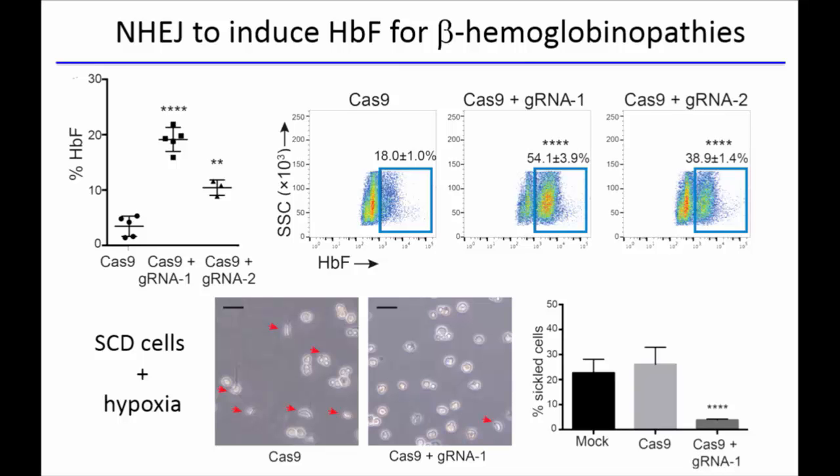And if we do the same thing with sickle cell CD34 cells and differentiate them into reticulocytes, what you see here is what happens to these cells when we expose them to low oxygen tension. And this is kind of a surrogate assay for sickling, I think. You can see these little strands coming off of some of these cells.